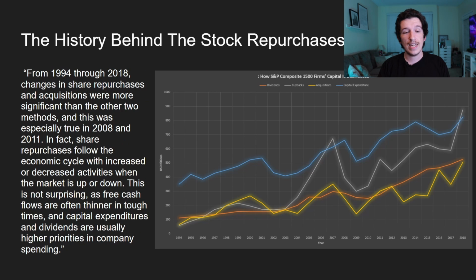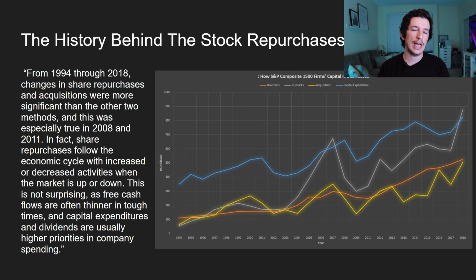So from 1994 through 2018, changes in share repurchases and acquisitions were more significant than the other two methods that are mentioned on the right. And this was especially true in 2008 and 2011. In fact, share repurchases followed the economic cycle, with increases and decreases in activity as the market goes up and down. This is not surprising, as free cash flow is often thinner in tougher times, and CapEx and dividends are usually higher priority in company spending.